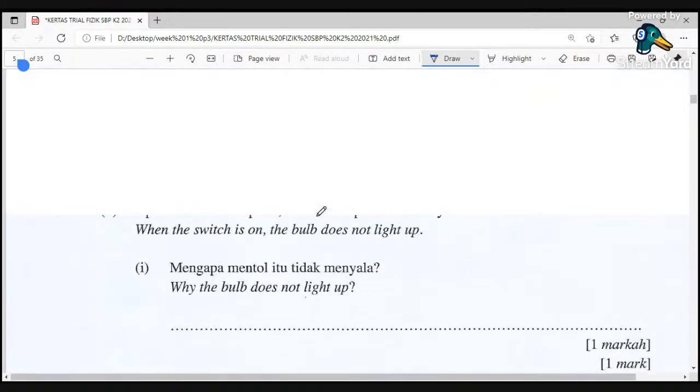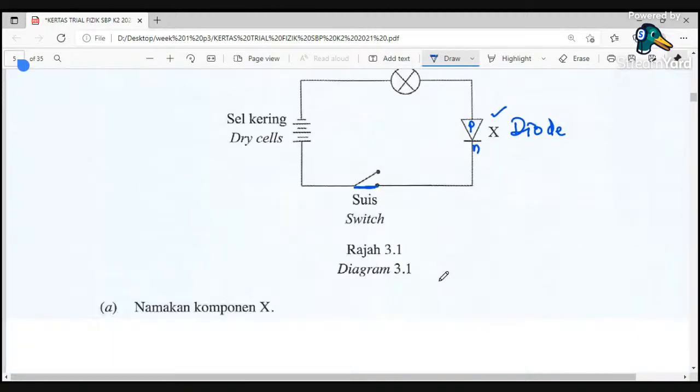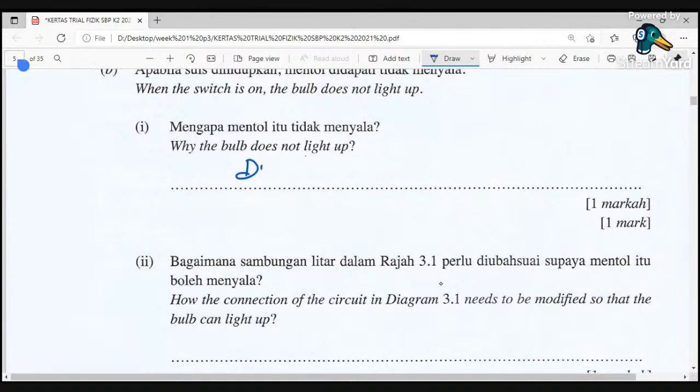Why the bulb does not light up? So look at the circuit again. As you mark direction, if the circuit is closed, you can see this is P, this is N. The N type must connect to negative, the P type must connect to positive. But now it's opposite direction, so diode is reverse bias. Reason is diode is reverse bias.